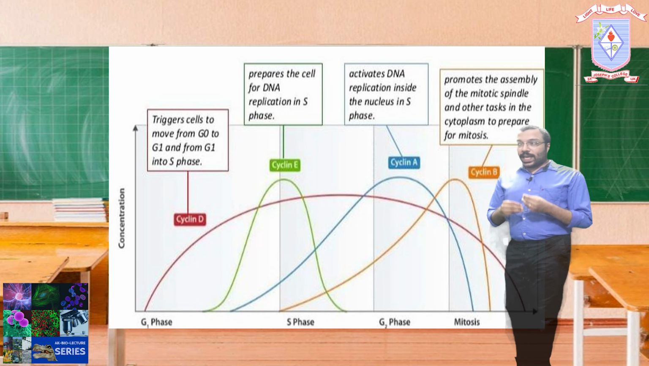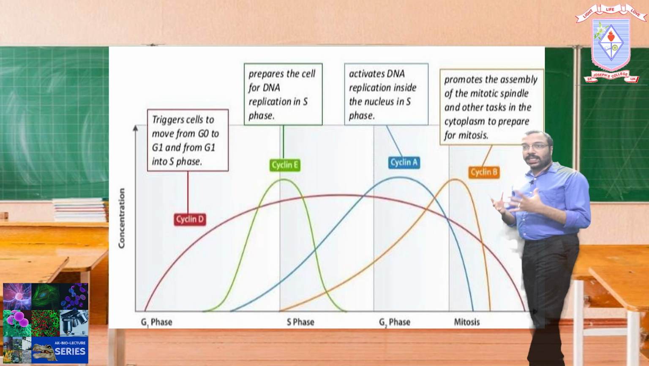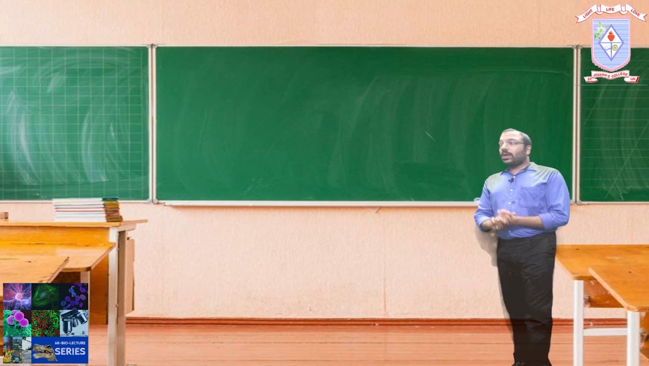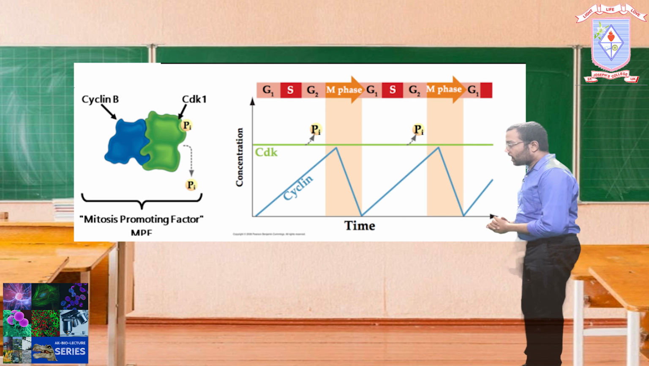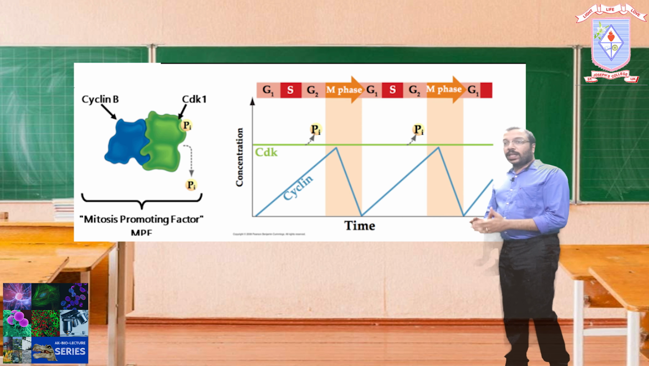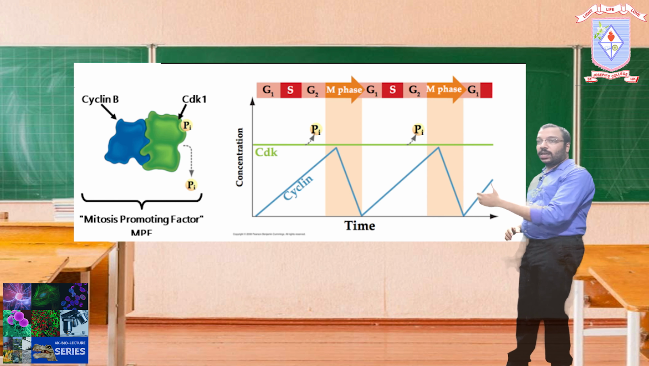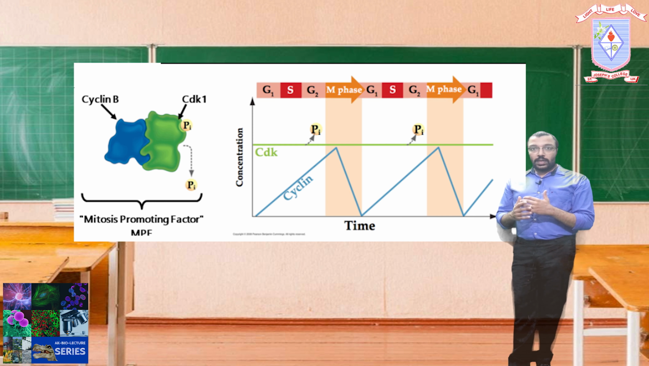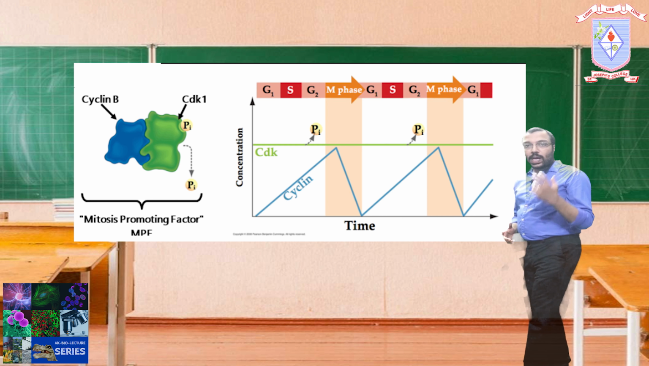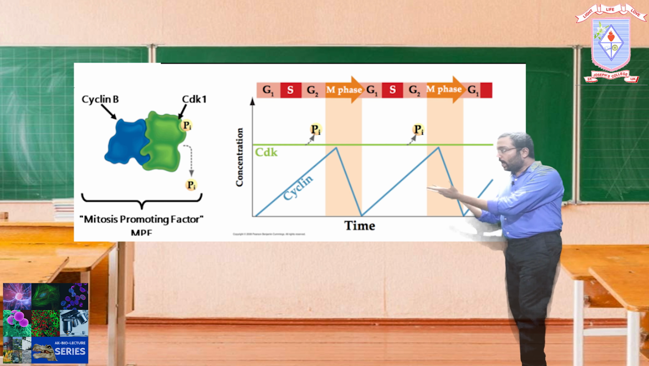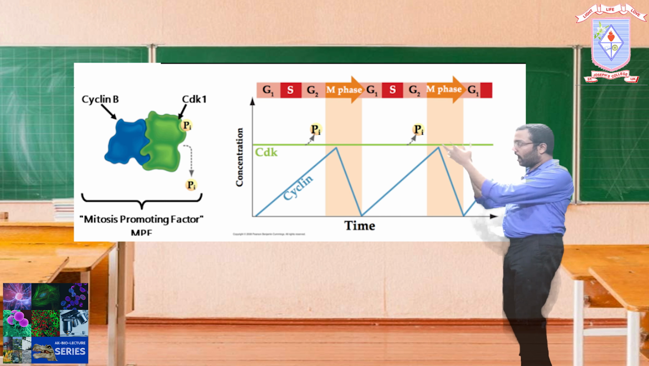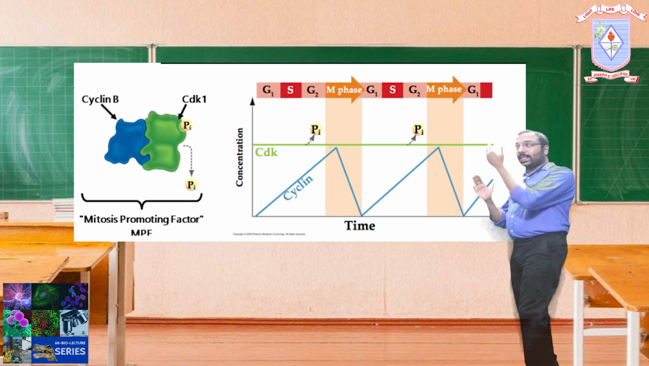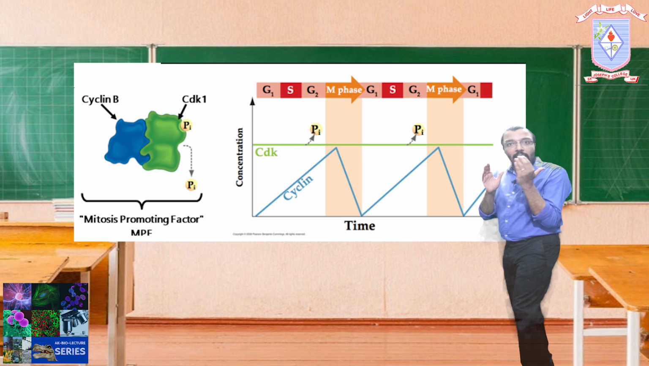It is the concentration of cyclin B that causes the changes in MPF activity during the cell cycle. Look at the graphical representations projected here. On the left side of the figure, you can see a model of the MPF protein. Here it is represented in two colors, isn't it? Cyclin B in blue and CDK1 in green. When you look at the graphical representation on the right side, you can see the same color representations.